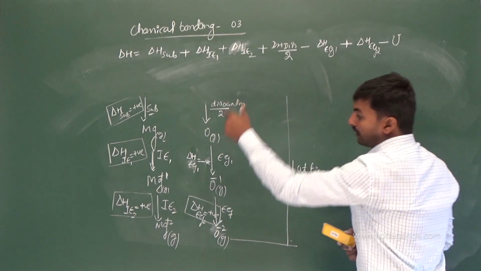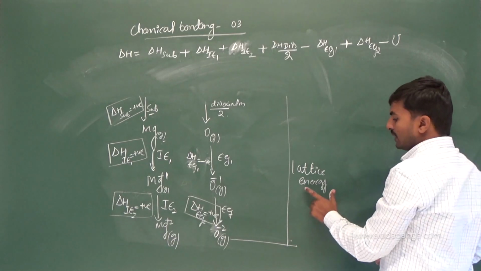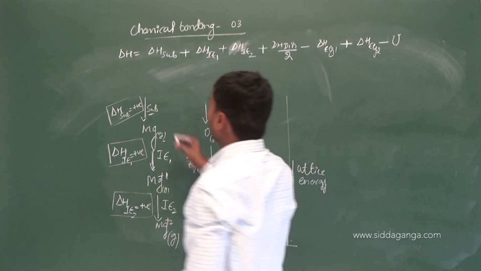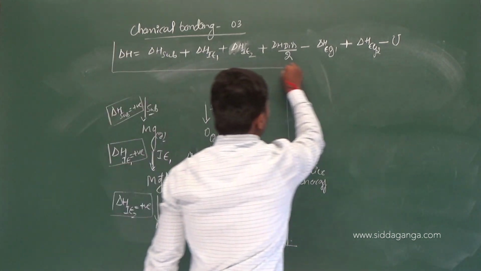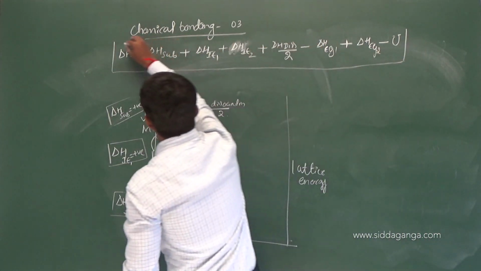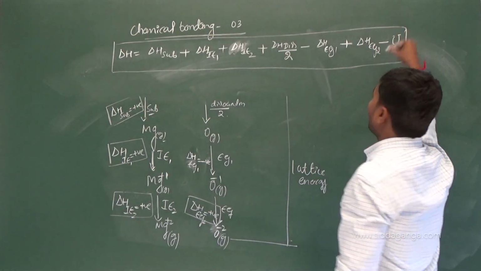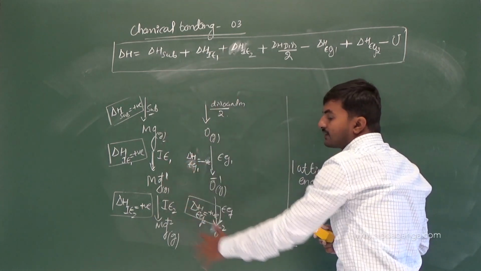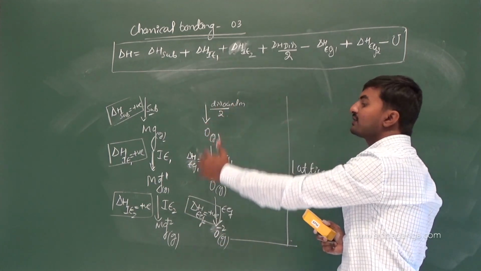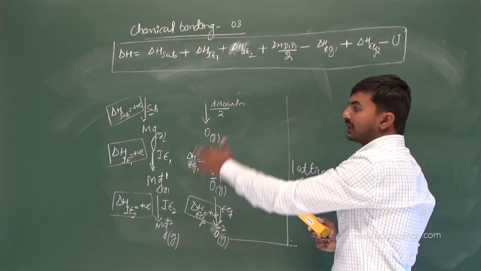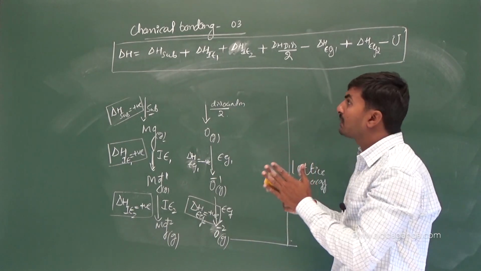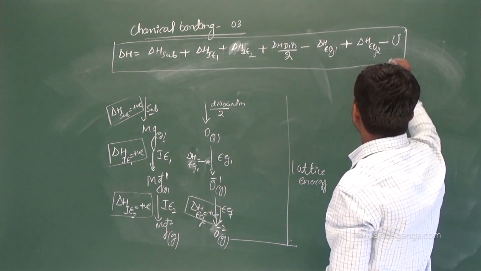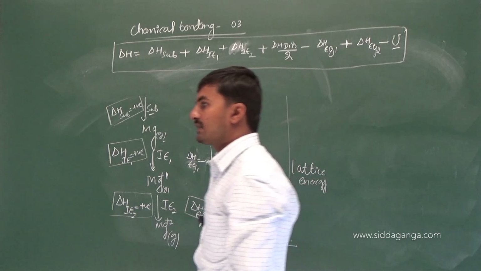U means the lattice energy. Lattice energy means energy released, therefore the negative sign has come. This is how we can calculate the lattice energies of ionic compounds by summing up all the energies of the system. We sum up all the energies that come in this system and find out the lattice energy. Okay, this is how we can calculate the lattice energy.